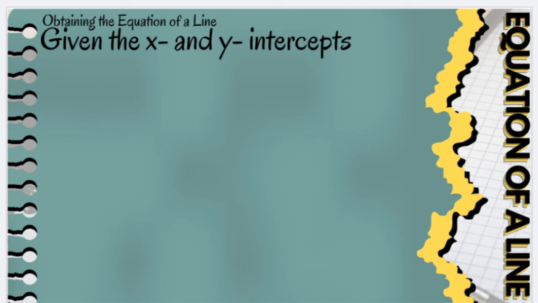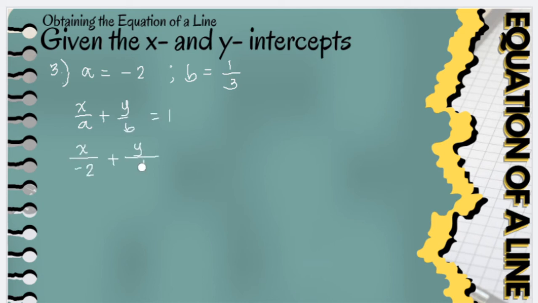If we have x-intercept, which is negative 2, and y-intercept, which is 1 over 3. So again, our intercept form is x over a plus y over b is equal to 1. So we have x over our a is negative 2 plus y over our y-intercept is 1 over 3. That is equal to 1. So we have to simplify first the complex fraction.